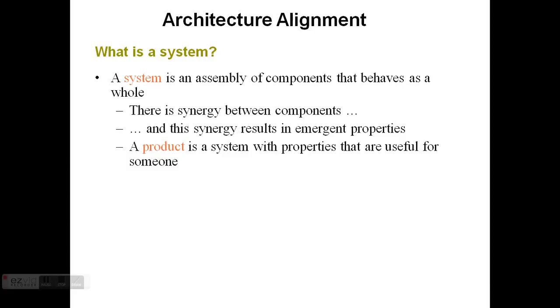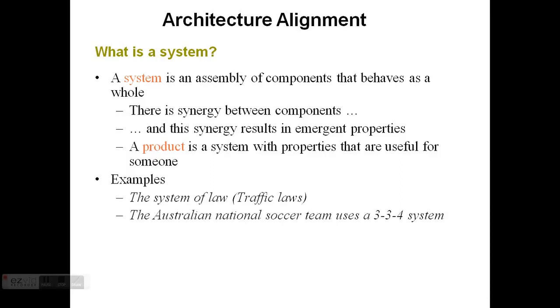A product is a system with properties that are useful for someone. For example, the system of law, such as a traffic law, comprised of speed limits, traffic lights, and other rules and regulations that are useful for the travelers on the road. Another example is the Australian national soccer team, which uses a 3-3-4 system. This is a systematic way of working the internal components of this team, or of this system, that results in some sort of attributes for the outside world.